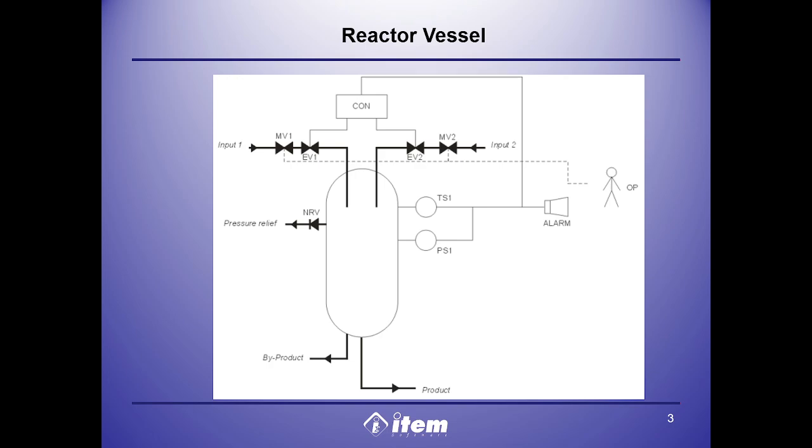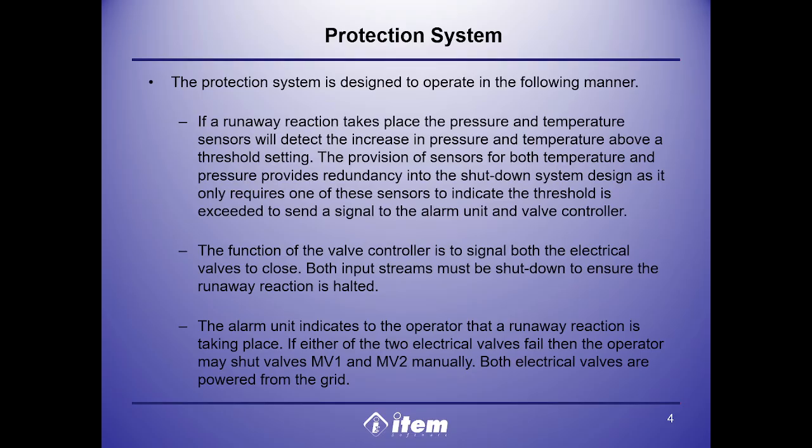Let's move to the next slide to see exactly how these layers sequence together to protect the system during a runaway reaction, and how they can systematically fail. Let's walk through a runaway reaction scenario. When temperature and pressure spike, the initial goal is to isolate the vessel by closing the input valves. Our first line of defense is automated. Sensors TS1 and PS1 detect the anomaly and signal the electronic valves, EV1 and EV2, to close. If they succeed, the system is safely isolated.